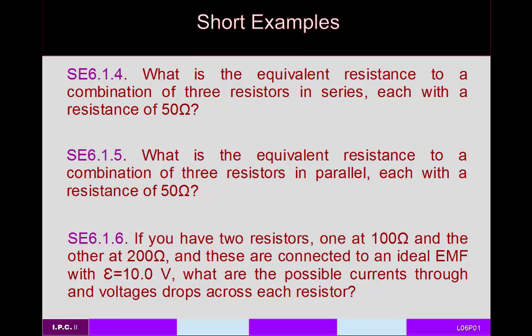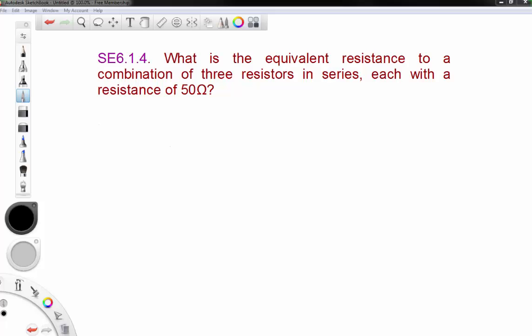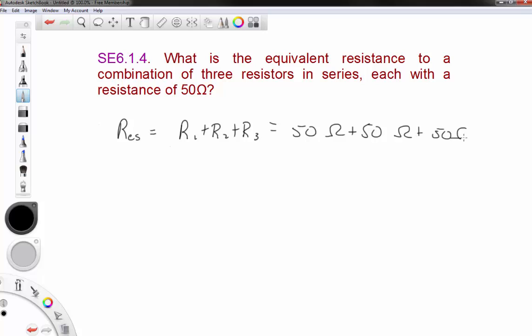Now let us go ahead and consider another set of short examples, this time of combinations of resistors. First, we want to know what is the equivalent resistance to a combination of three resistors in series, each with a resistance of 50 ohms. So R equivalent series is R1 plus R2 plus R3. So that's 50 ohms plus another 50 ohms plus another 50 ohms, or 150 ohms. Okay, that one is truly a simple example.